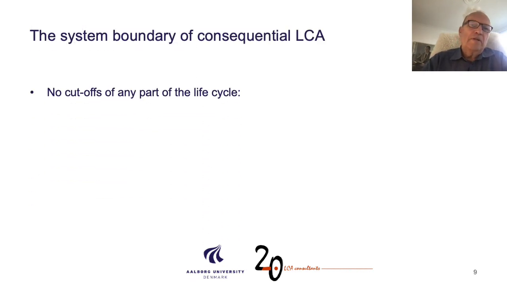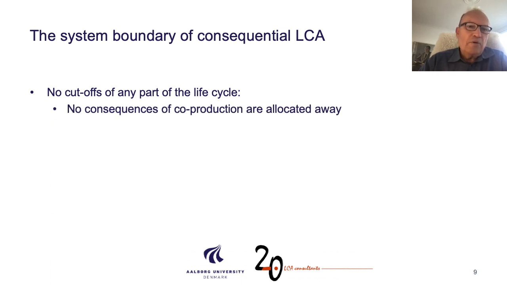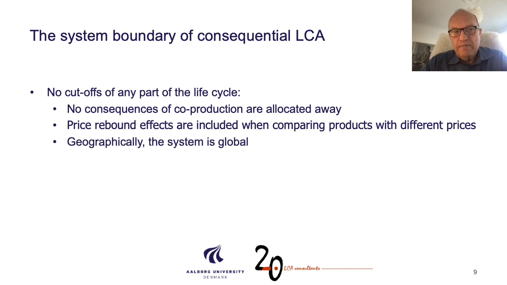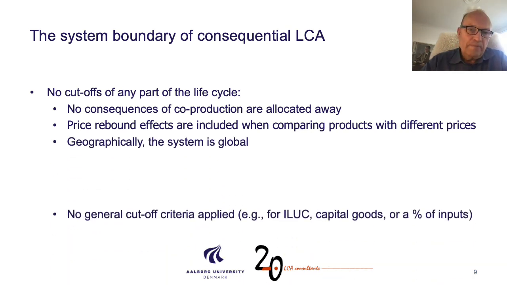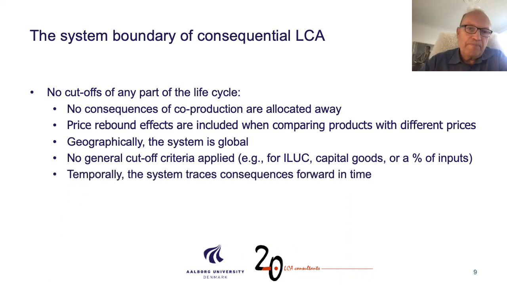So the system boundary of a consequential LCA has no cutoffs of any part of the life cycle. There are no consequences of co-production that are allocated away. The price rebounds are included when comparing products with different prices. Geographically, the system is global. There are no general cutoff criteria applied. For example, we're not leaving out indirect land use changes, we're not leaving out capital goods, and we're not cutting off a specific percentage of the inputs. Temporally, the system traces consequences forwards in time.